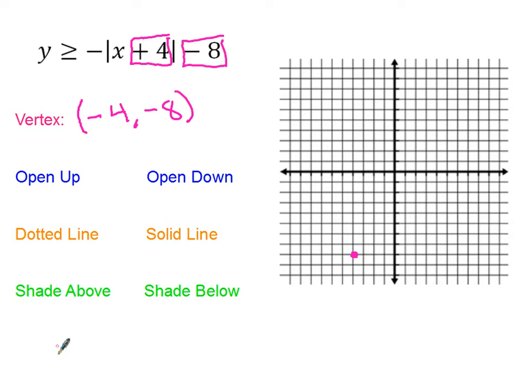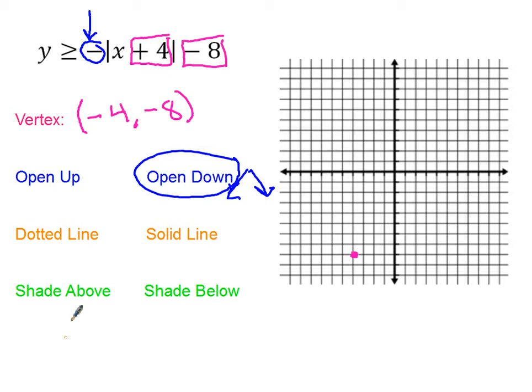Next, you need to identify if the absolute value inequality is going to open up or open down, and that can be seen by determining the sign of our absolute value portion of the inequality. In this case, we have a negative sign out in front of our absolute value, so we're going to open down, and our graph is going to have this shape.